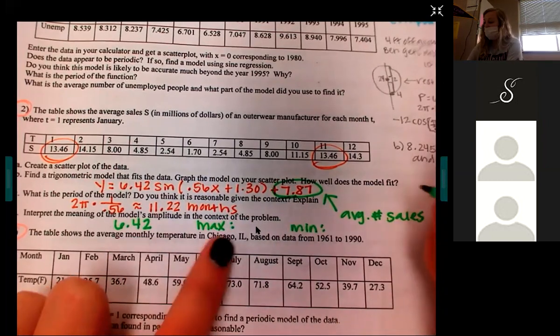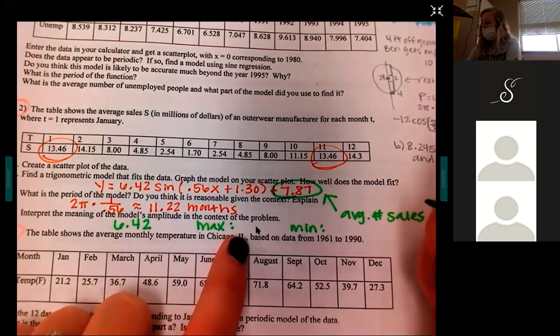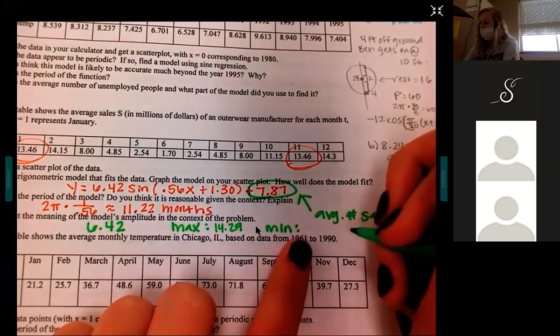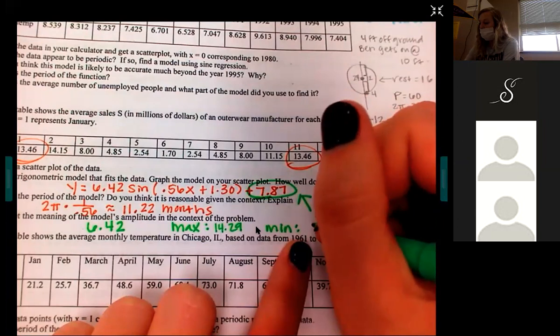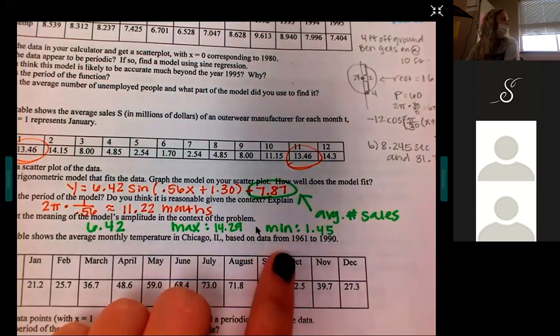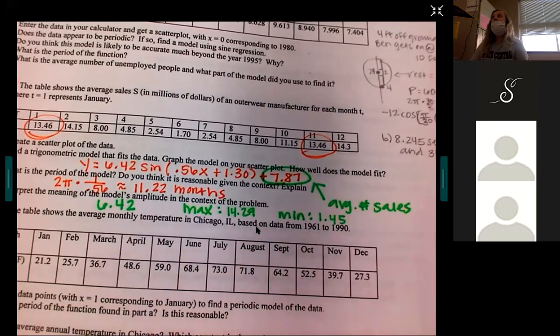All right, let me do some mental math. So this would be 14.29, and this would be 1.45. Did I do that right? So it doesn't match the table exactly. That's a really good question.